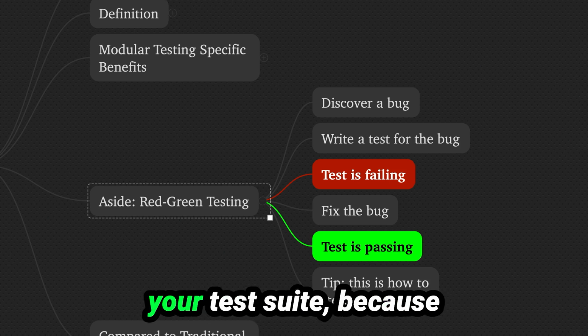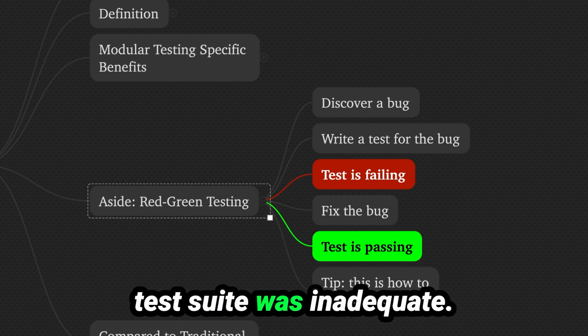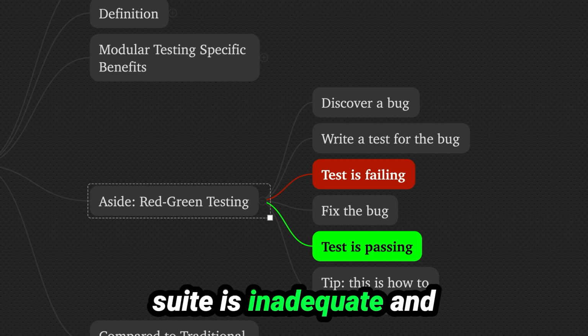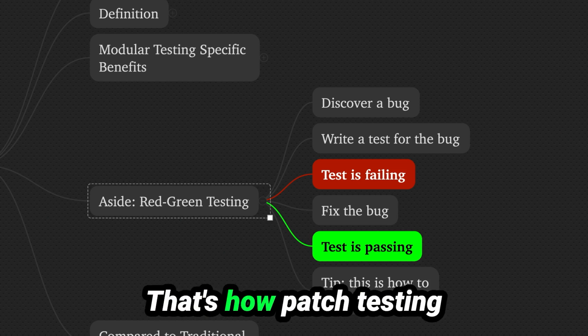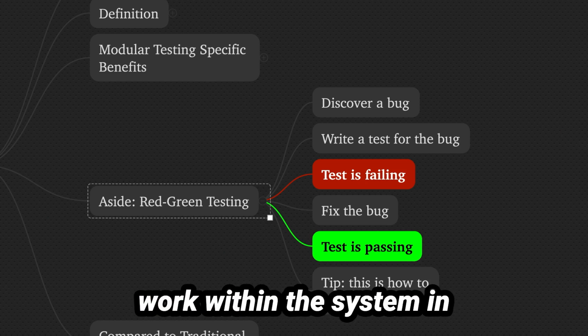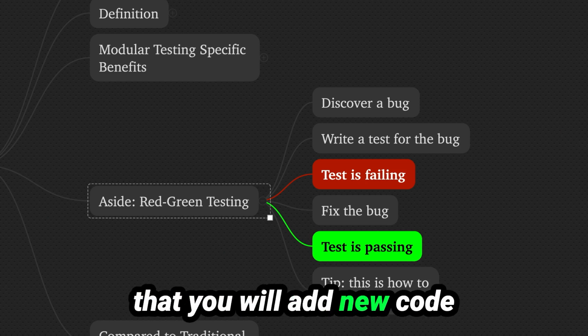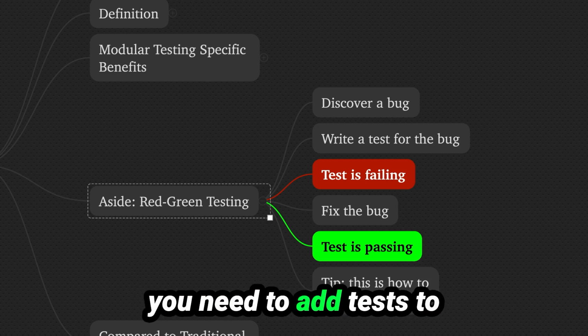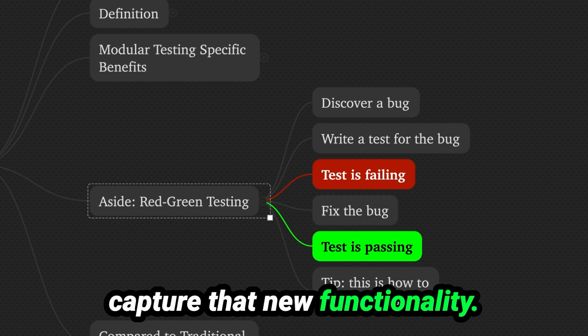Now you've added that to your test suite because you discovered your test suite was inadequate. If your test suite is succeeding, but you have a bug, that means your test suite's inadequate and you should add a test. That's how patch testing works in the system. We already talked a bit about how minor changes work within the system, in that you will add new code and it will not be covered in your coverage reports, and therefore it'll be clear you need to add tests to capture that new functionality.